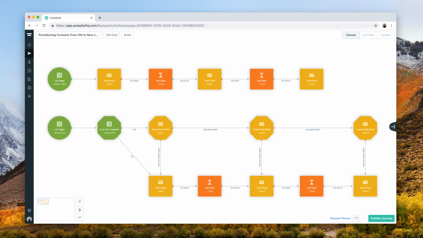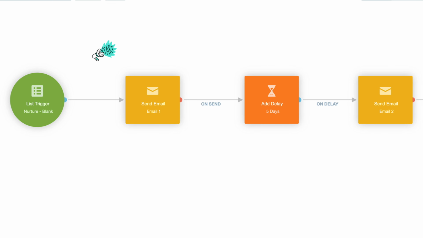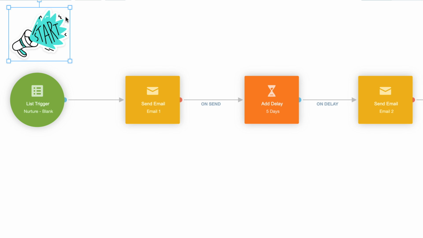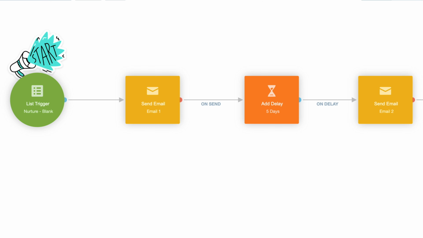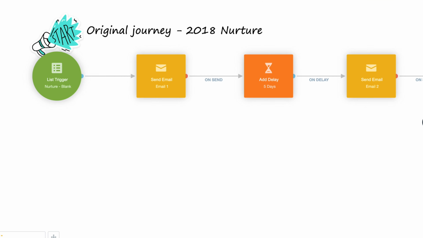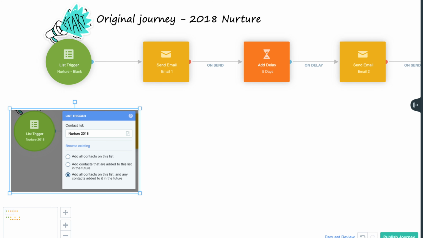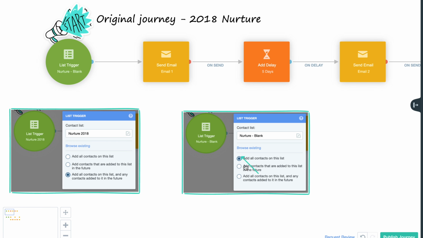In this example, we're working with a simple email nurture, configured using our Nurture 2018 list, and a series of delays and send email shapes. To start transitioning your contacts out of a previous journey that you no longer want active, you'll need to swap out the trigger in the journey for a list trigger, configured with an empty list. This will stop any new contacts from entering your journey, but allow those currently in the journey to continue.